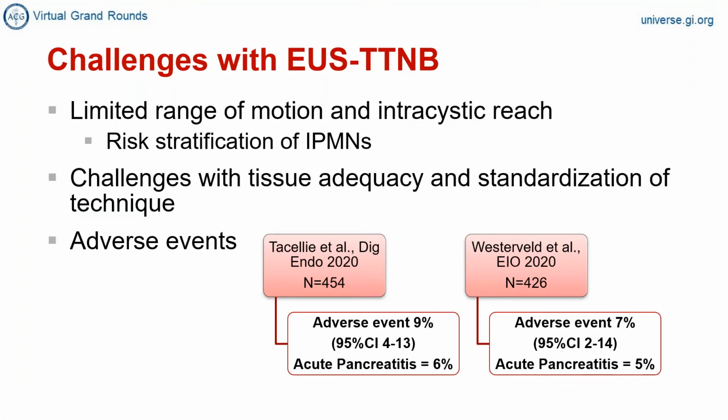For example, if you're trying to biopsy a classic serous adenoma, which has this microcystic appearance, how do we optimize the technique? These need to be studied. The key limitation with this technique is the risk of adverse events. In addition to post-EUS acute pancreatitis, there is the risk of intracystic bleeding as well. The overall risk of adverse events, as per two meta-analyses, ranges from 7 to 9%. The risk of acute pancreatitis is anywhere between 5 and 6%.